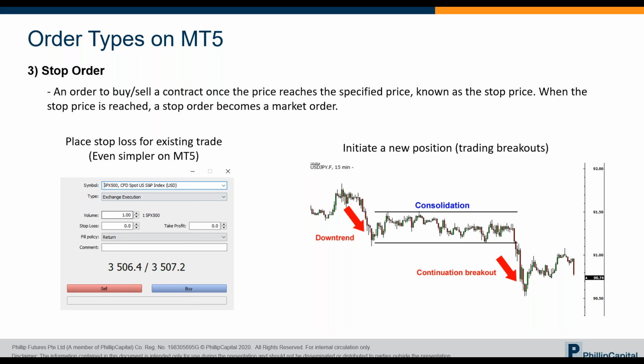If you see from the picture here, let's say we can identify that this is trading in this channel, and then prices broke through the support level. This is actually a breakout, and you will want to place an order that's below the support level, so that when prices break through that particular point, you can capture this movement.